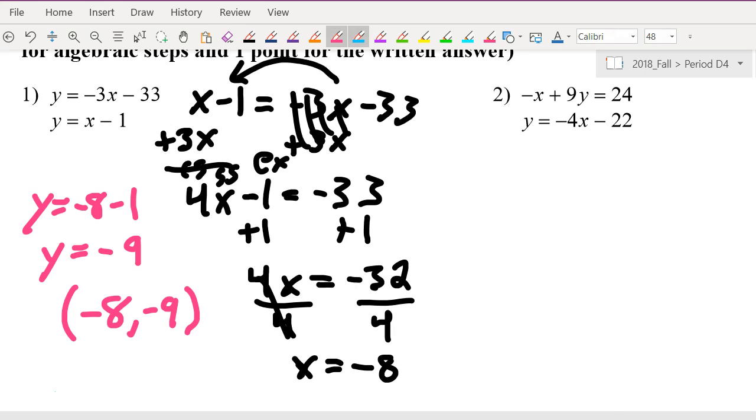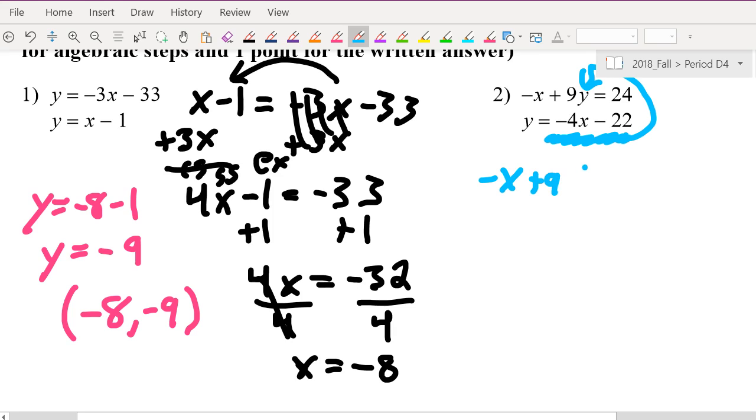All right, number 2. Anybody? No hands? I see no hands. Oh, come on. All right, just say it. What are we substituting? The y. Okay, and what are we substituting for y? Negative 4x minus 22. See, all of a sudden everybody's brave. Okay, so we take that and we put it inside for y. So I'm going to write out negative x plus 9 parentheses, negative 4x minus 22 equals 24.